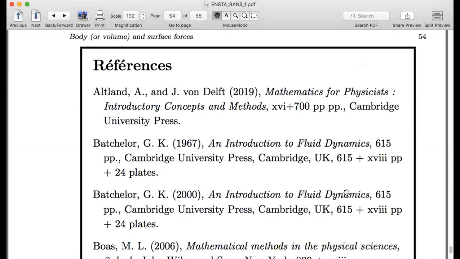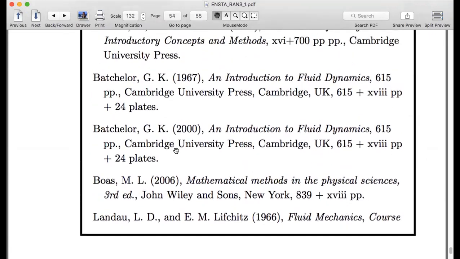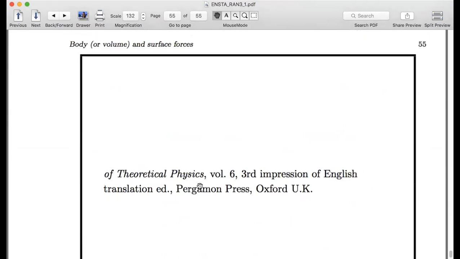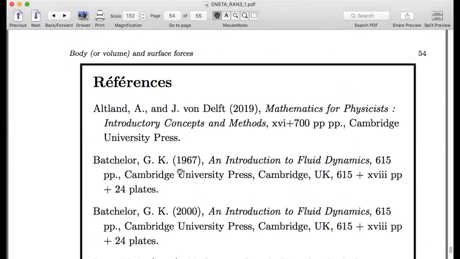Okay, so at the end of these notes, I have the books that I, in fact, these are all books that I cited.